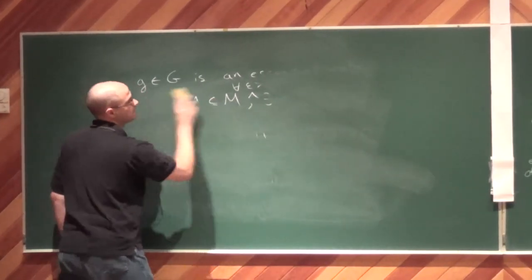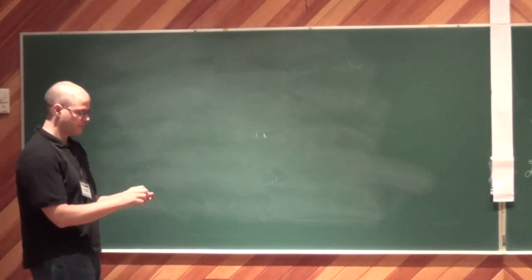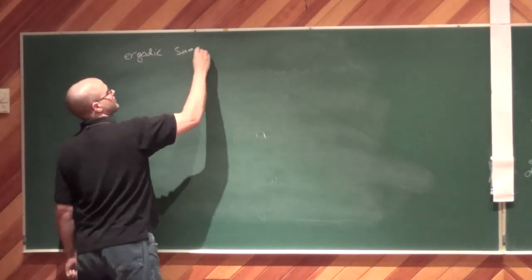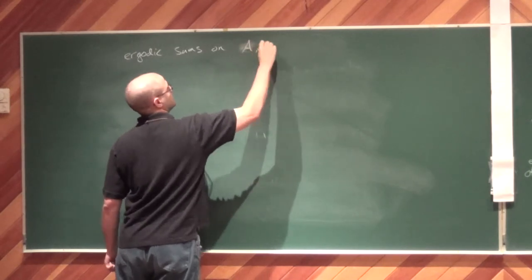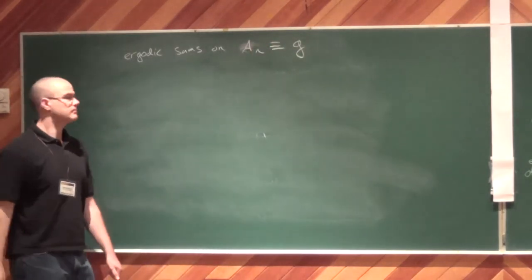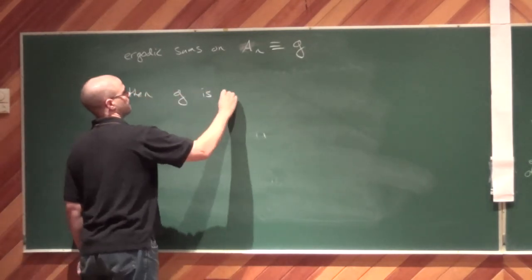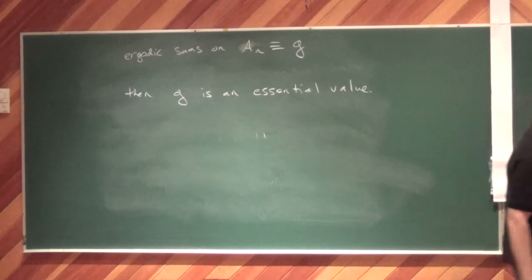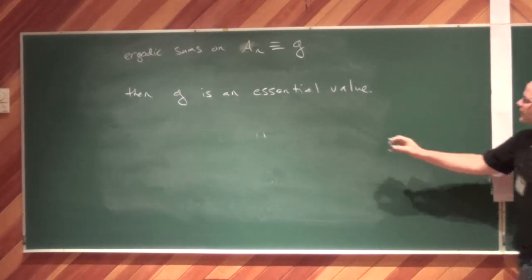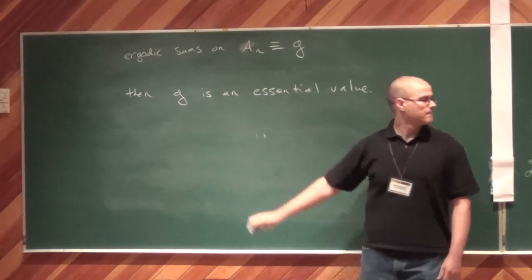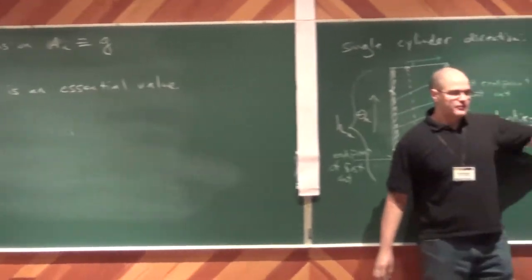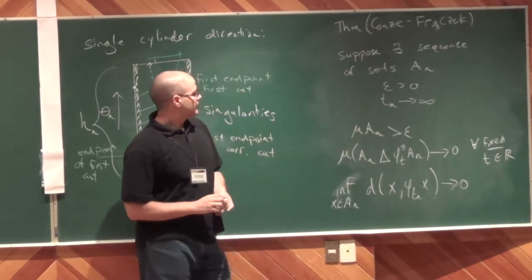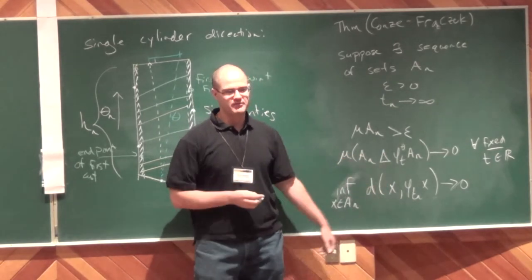We need to bring in the ergodic sum somehow, and here's how we do it. This is actually slightly simpler than their version, but it will be sufficient for our purposes. The ergodic sums on An are uniformly G. Then G is an essential value. We refer to these as quasi-rigidity sets. You're still requiring very nice things to happen about the ergodic sums. You don't have to deal with arbitrary sets anywhere. You just have to find a sequence of sets. Oh, the underlying transformation has to be ergodic, otherwise it doesn't work. But what you have to show is that the sets are more or less invariant under your flow.